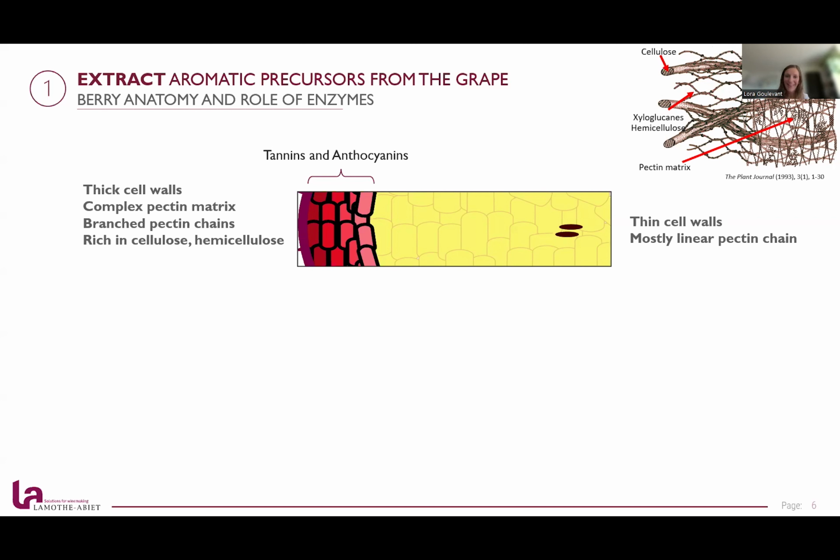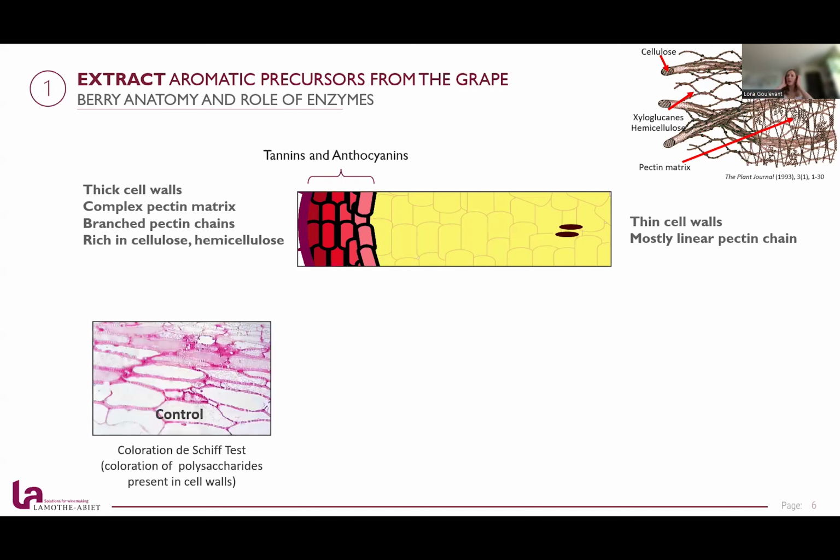But what is the most important for us is to be able to extract what is in the skin of the grapes, if you want to extract more color for red wine, or for white wine, more aromas and more polysaccharides. So this is a simple test we've been doing. It's called the Schiff test. Basically, it's a coloration we add to show the polysaccharides in your grapes.